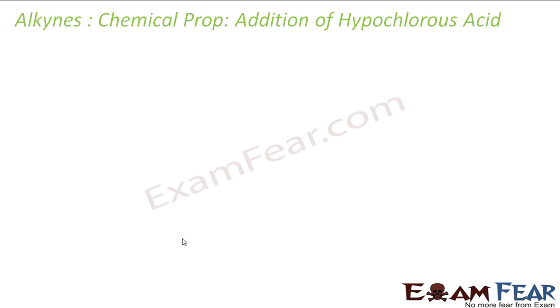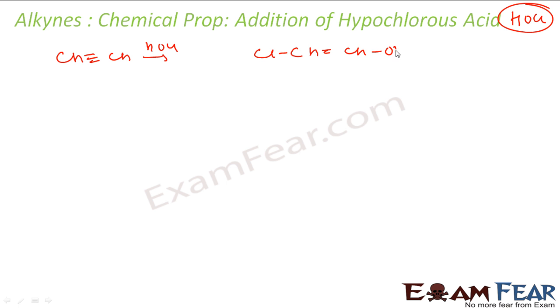Now we'll talk about addition of hypochlorous acid. So hypochlorous acid is what? HOCl, right? This is an electrophilic addition again. So I have, let's suppose, this CH triple bond CH, I add HOCl. This will break into OH minus and Cl plus. So this will become Cl, CH double bond CH, OH, right? Because this bond will break into OH minus and Cl plus, and these will be added.